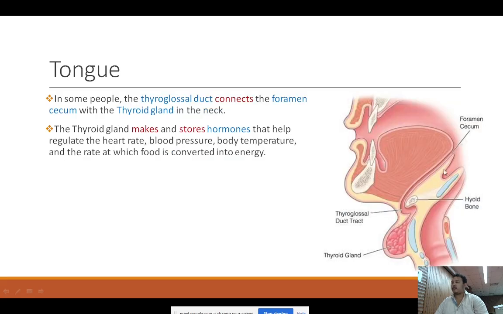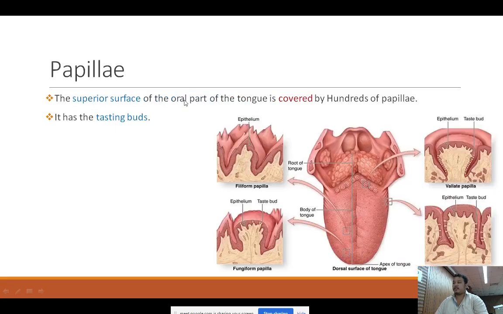Here is the tongue, and the foramen cecum is the point where the thyroid gland develops. The thyroid gland develops from the base of the tongue, from the foramen cecum at the junction of the anterior two-third and posterior one-third of the tongue. Then it descends downwards like this, and forms the thyroid gland below. The function of the thyroid gland is to make and store the thyroid hormones, and this pathway is called the thyroglossal duct.